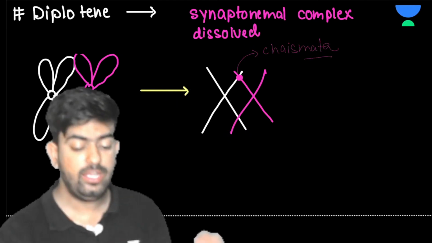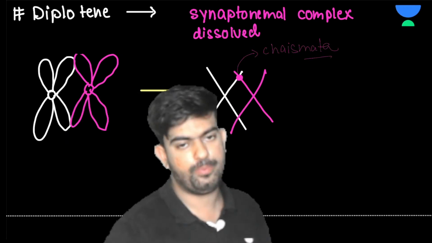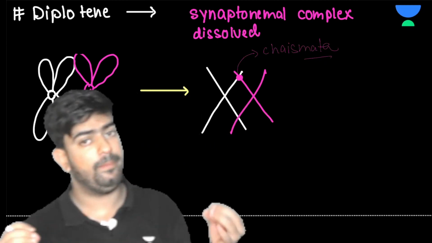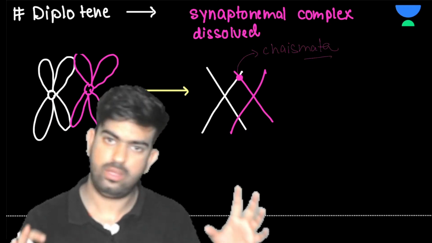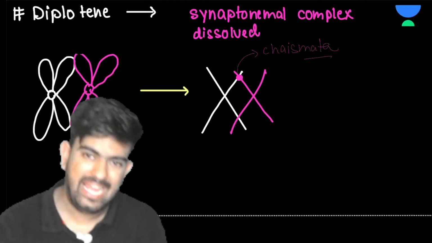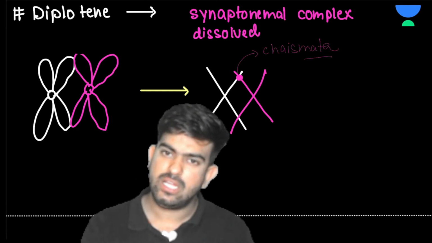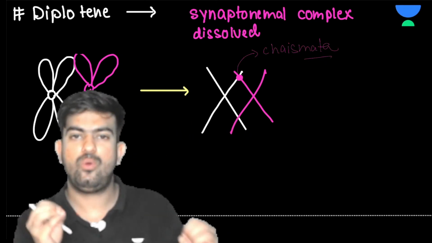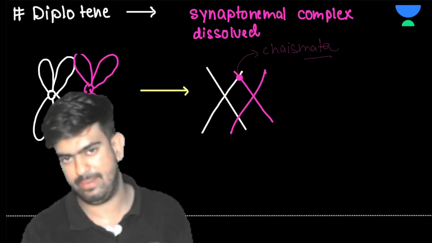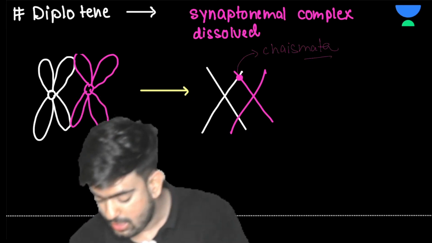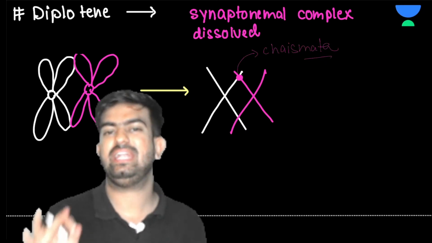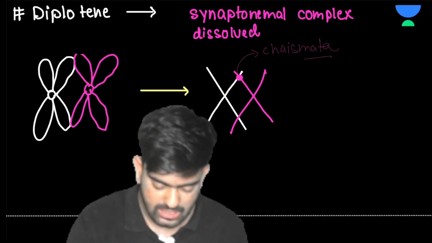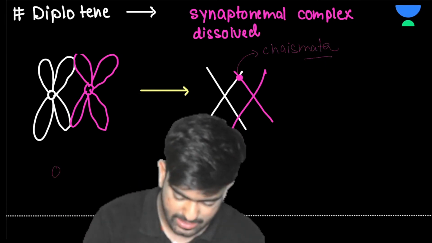Now, in human reproduction, we always say that sperm cells are made throughout the life of a male, but the egg cell is made only during the embryonic life. Whatever oocytes are required, they are made then, right? And here the oocytes are paused in the diplotene stage only.